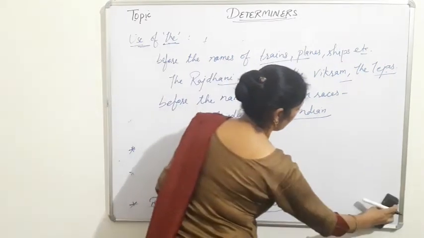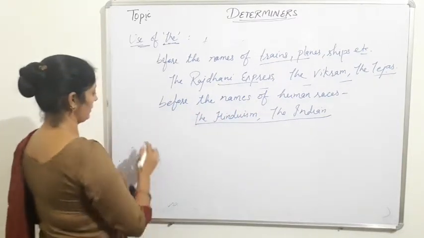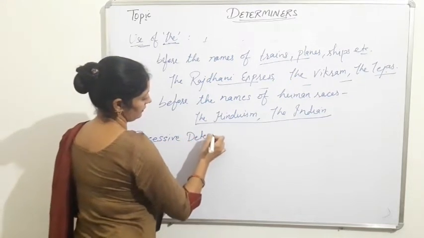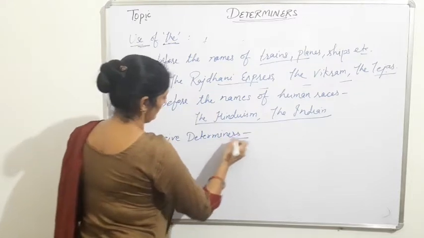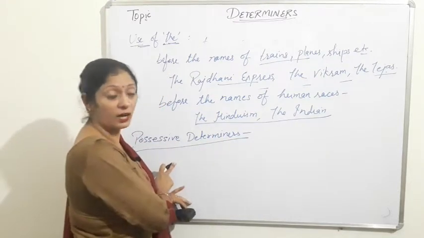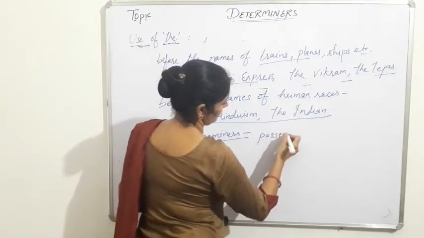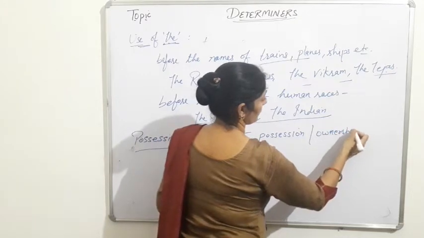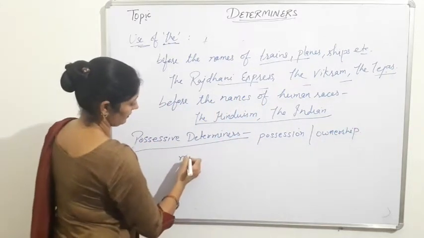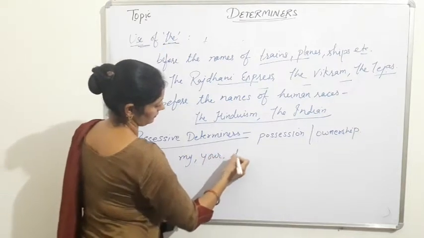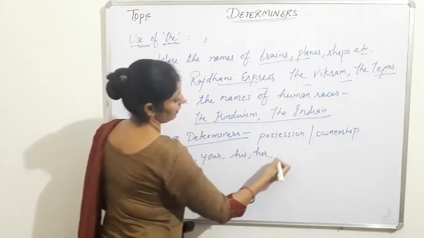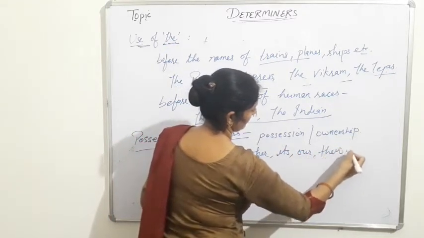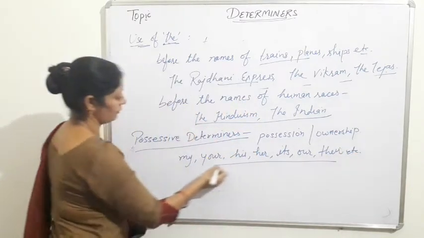And the next one which we are going to do is possessive determiners. The second type of determiners are possessive determiners. These determiners show our possession or ownership. These are my, your, his, her, its, our, their, etc. These are the types of possessive determiners.